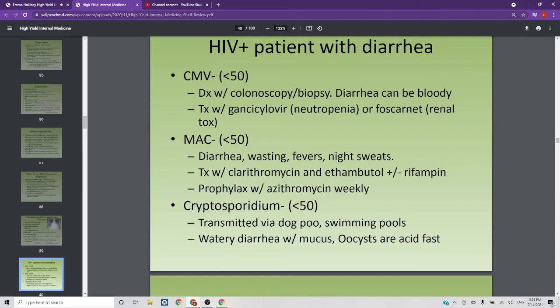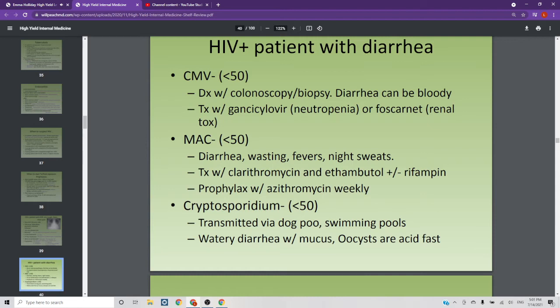But cryptosporidium, those are the little parasites whose oocysts are acid fast. So with CMV, we can see it on biopsy. With cryptosporidium, we can use an acid fast stain for the oocysts. And MAC, we prophylax for that if the CD4 count is really low and we can't find another reason for the diarrhea.